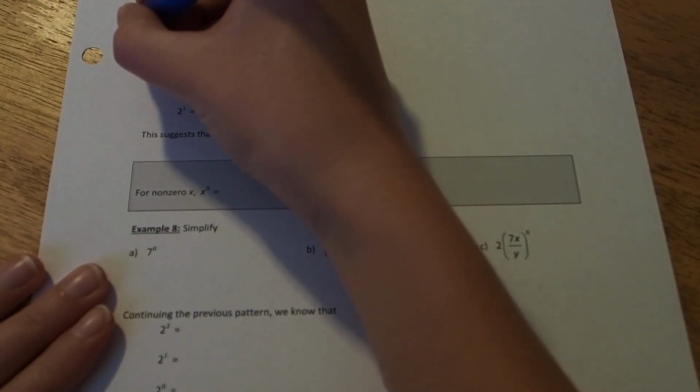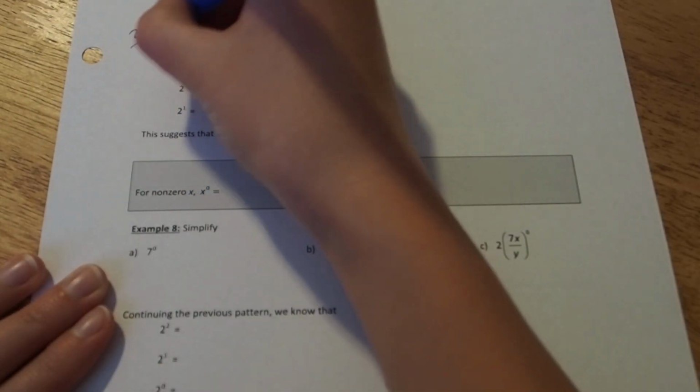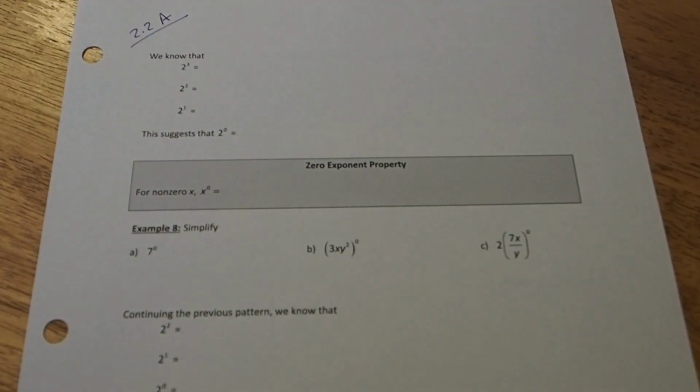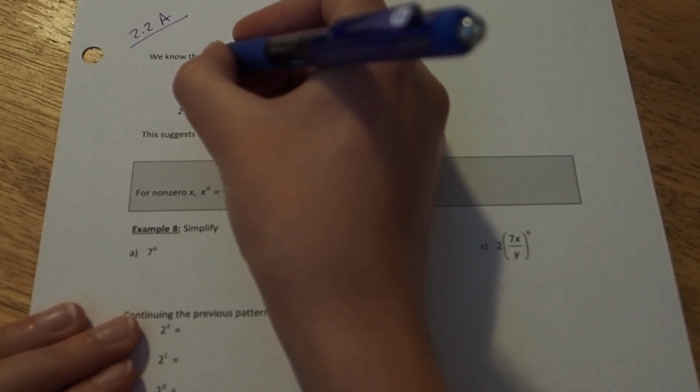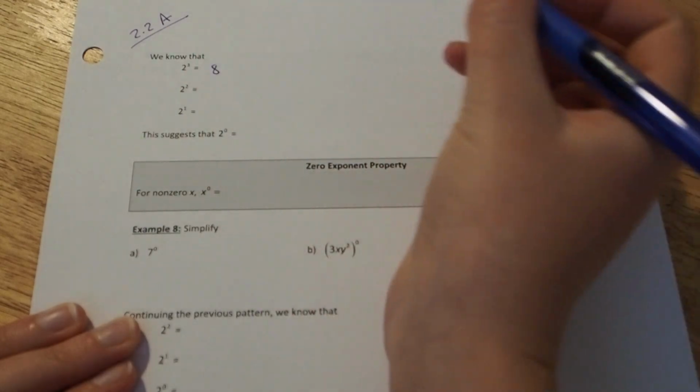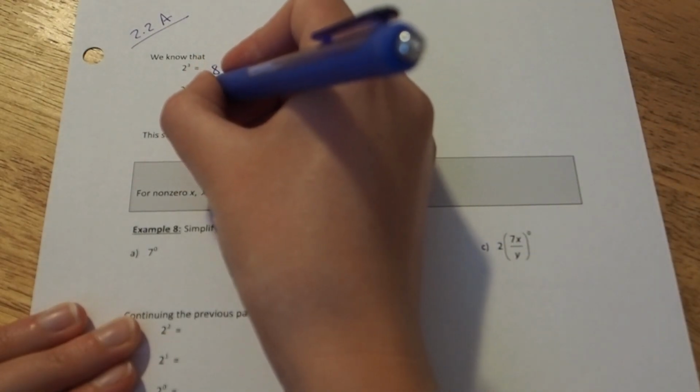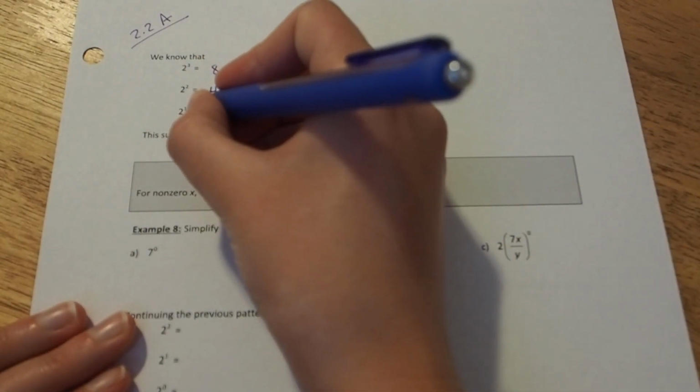This is 2.2a, part 2. We're continuing on with our exponent properties. We know that 2 to the third power, 2 times 2 times 2, is 8. We know that 2 squared is 4, and we know that 2 to the first is 2.